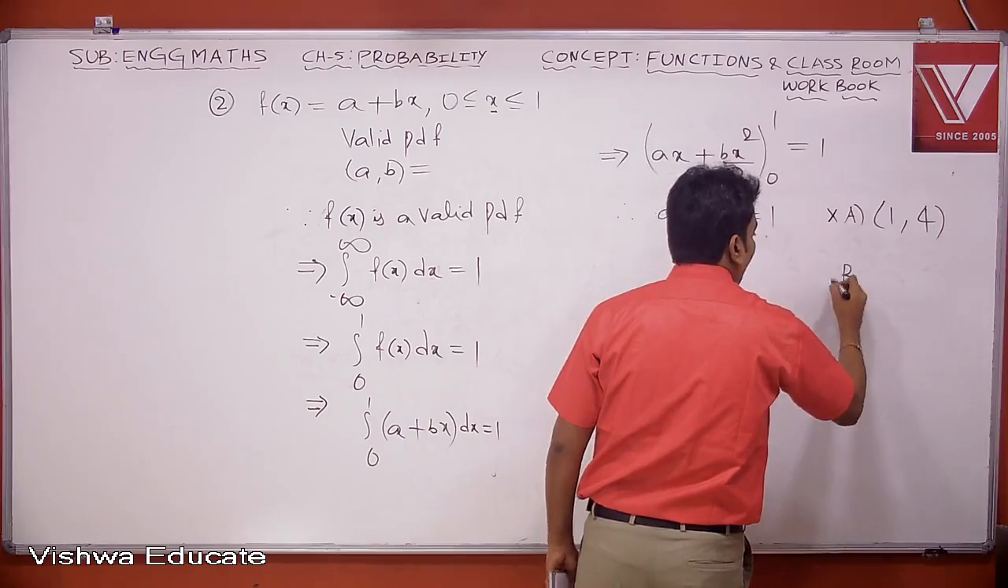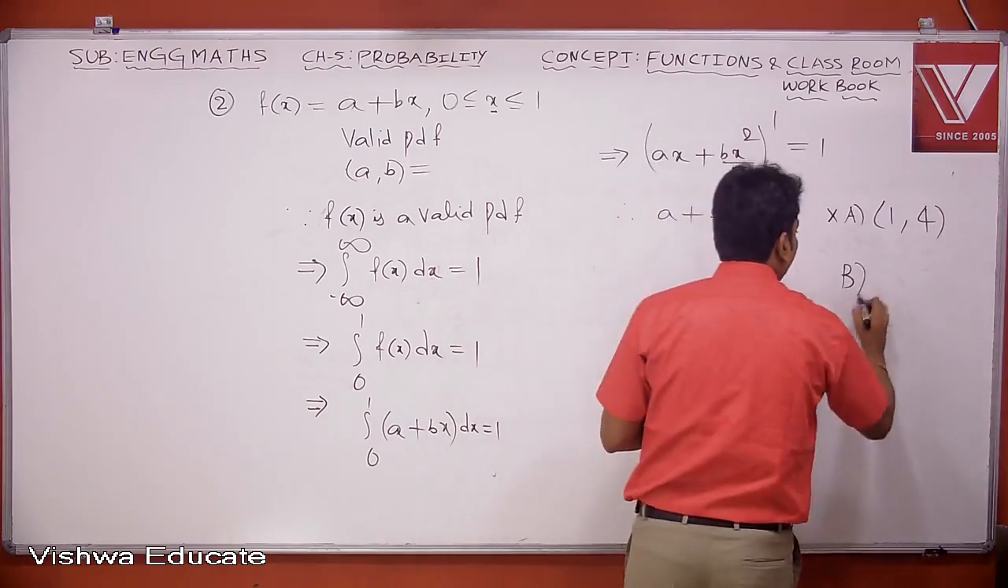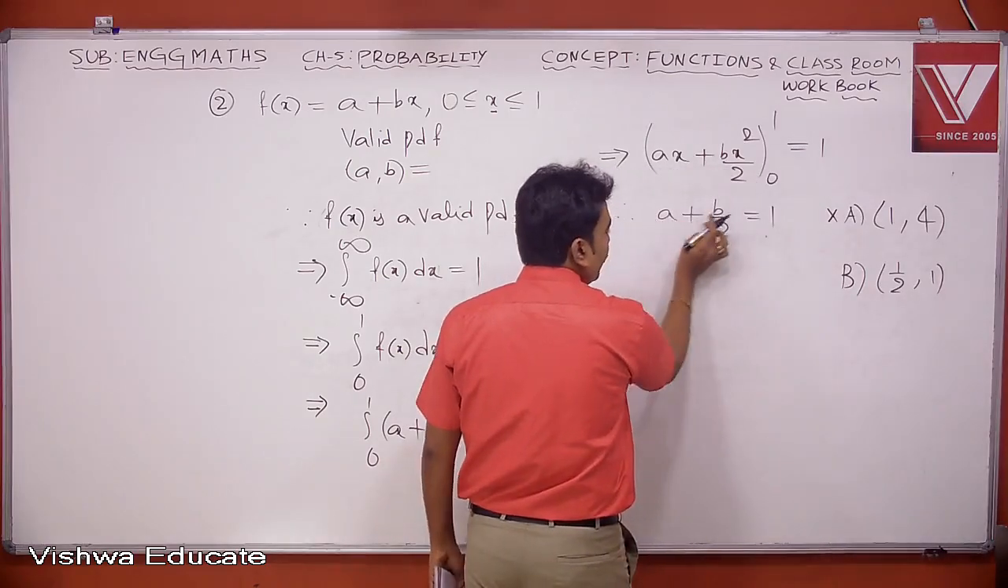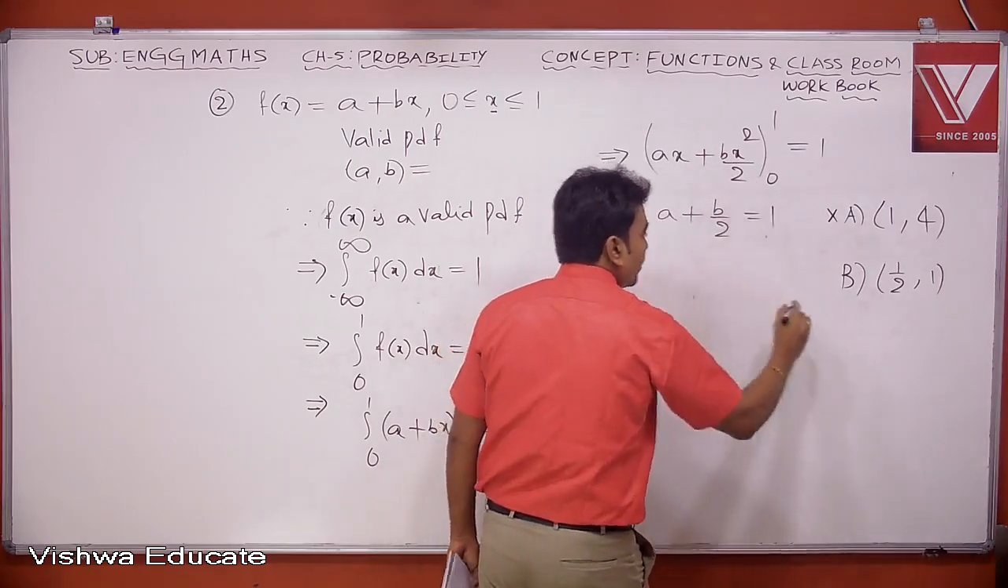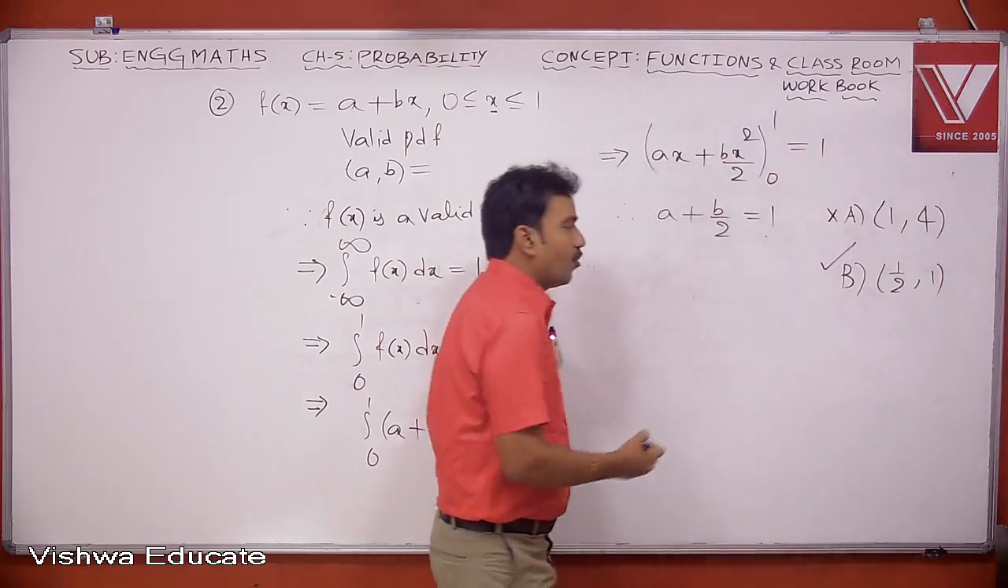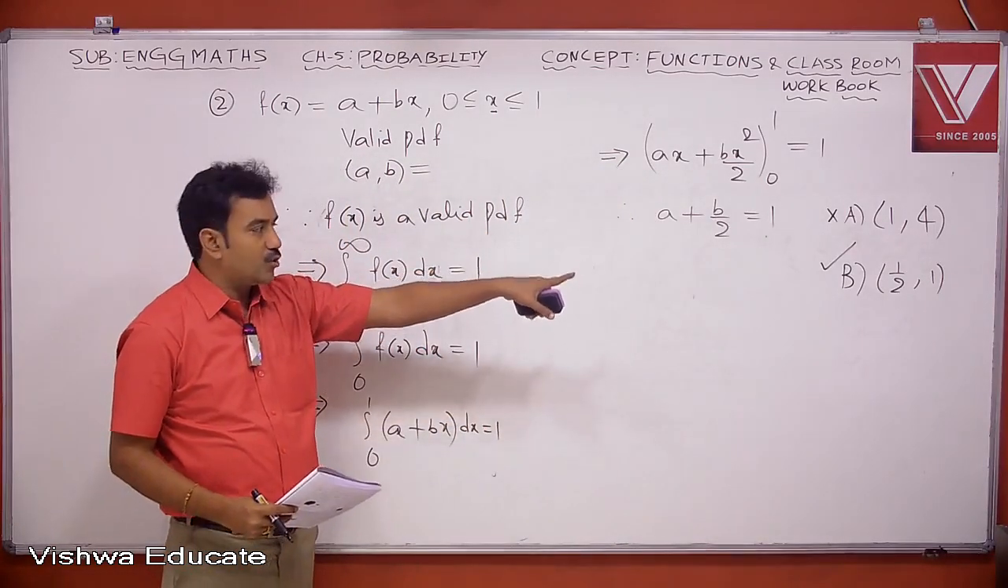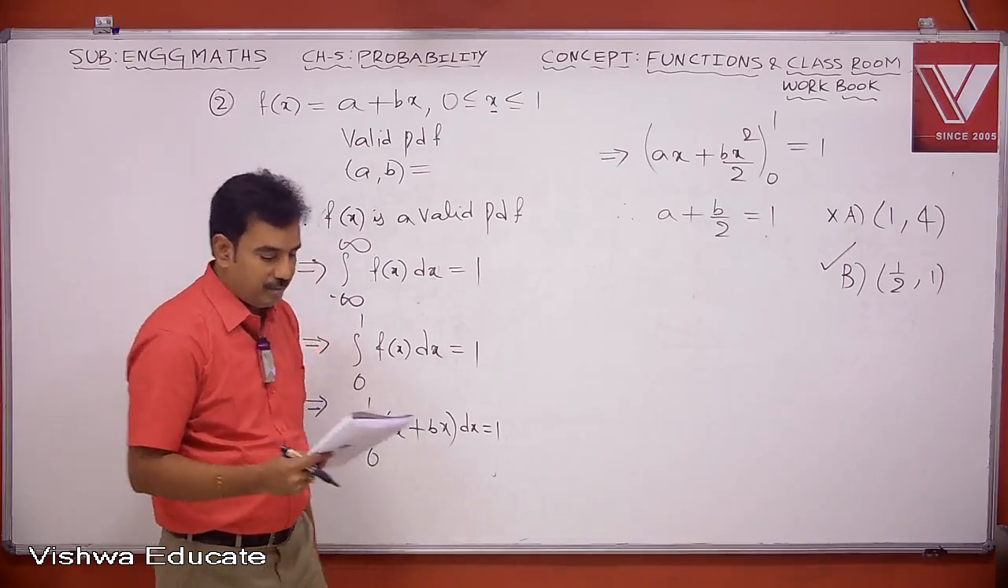Now, let us go to option b. So, the values are 1 by 2 comma 1. Replace a value 1 by 2, b value 1: 1 by 2 plus 1 by 2 equals 1. So, it satisfies this. Therefore, the value of a is 1 by 2 and the value of b is 1. So, option b is the right answer.